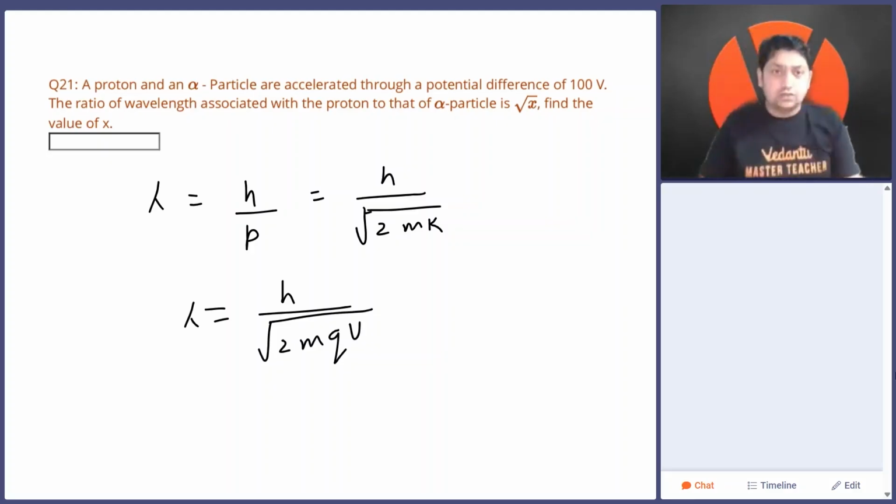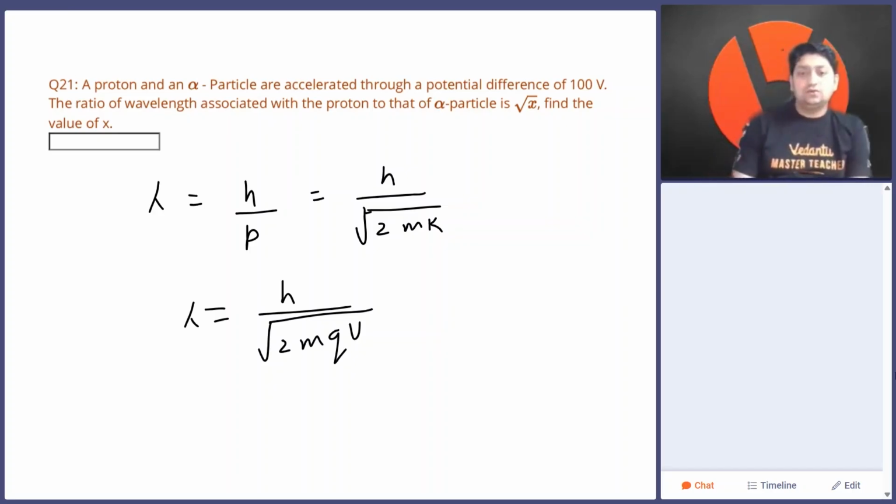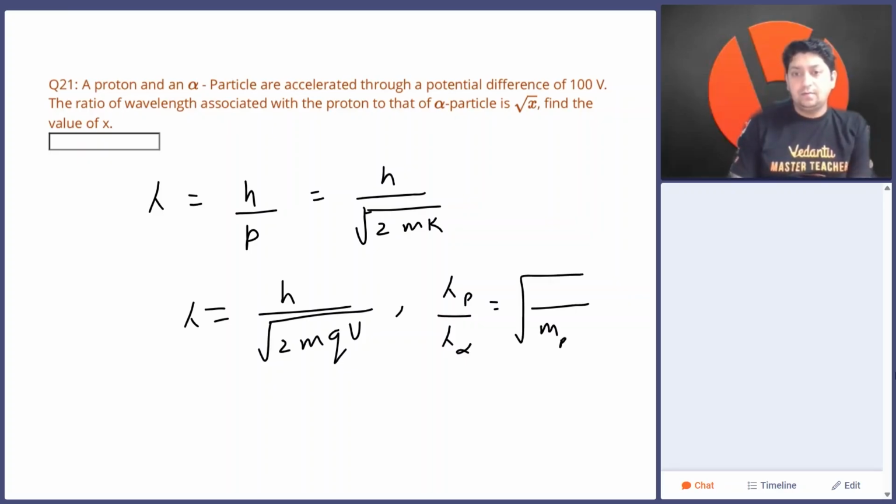Now what is the question? Proton and alpha particles are accelerated through a potential difference of 100 volt. The ratio of wavelength associated with the proton to that of alpha particle is, see, the voltage is same, h is same, so lambda proton and lambda alpha particle will be equal to the mass of proton, charge of proton, mass of alpha particle, charge of alpha particle.